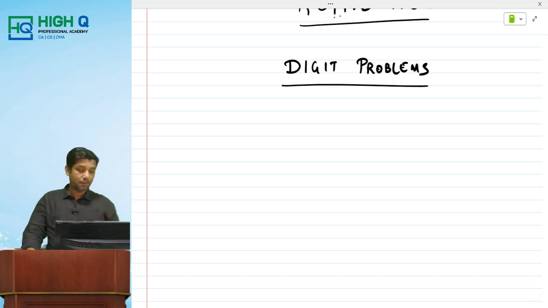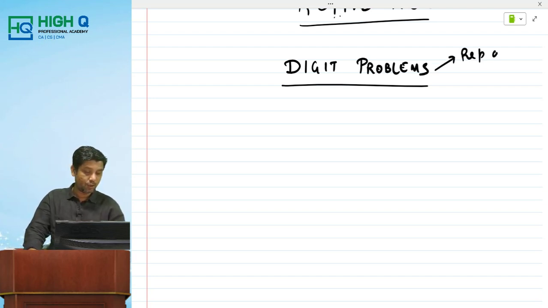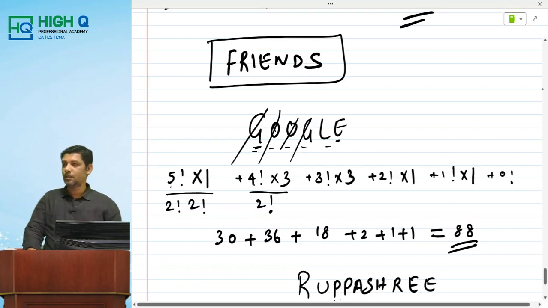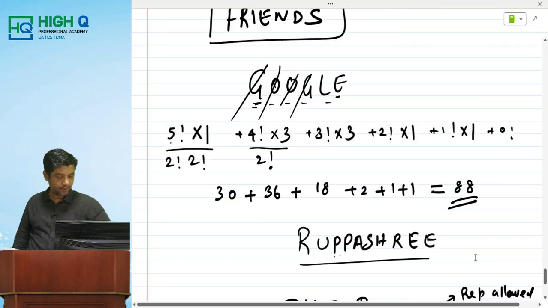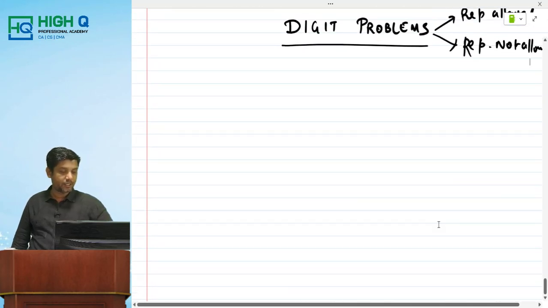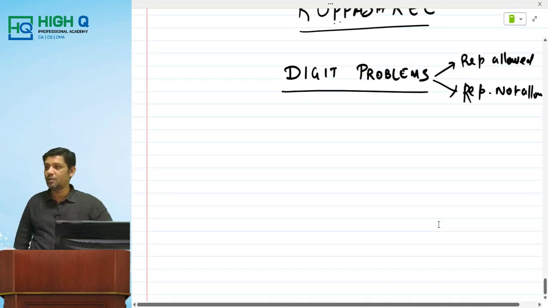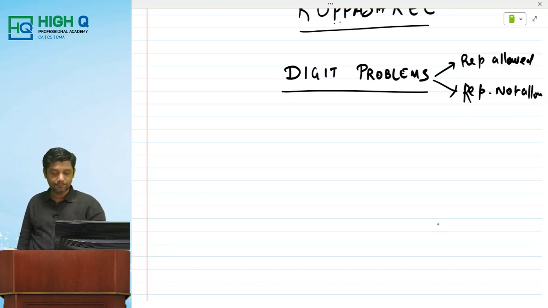See, in digit problems, there are two types, my dear. One is repetition allowed, and the other one is repetition not allowed. Now listen here. What is meant by repetition allowed and what is meant by repetition not allowed? Look at this, my dear.